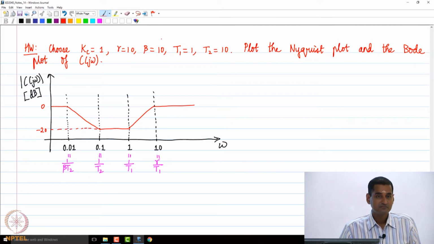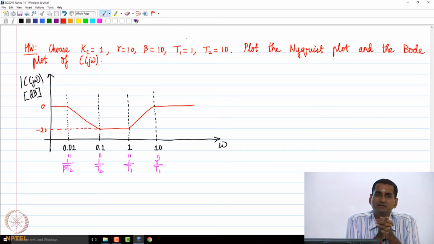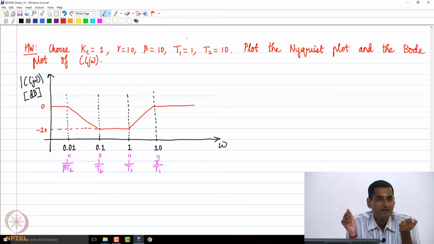Yes, please. The lag is kicking in first because we've chosen T1, T2. Yeah, it depends on the value chosen, exactly. So what can you say about the nature of this compensator? What does it do? It takes an intermediate frequency range and attenuates that frequency range alone. That's the structure taken by this lag lead compensator, and you can immediately see that's what is going to happen.